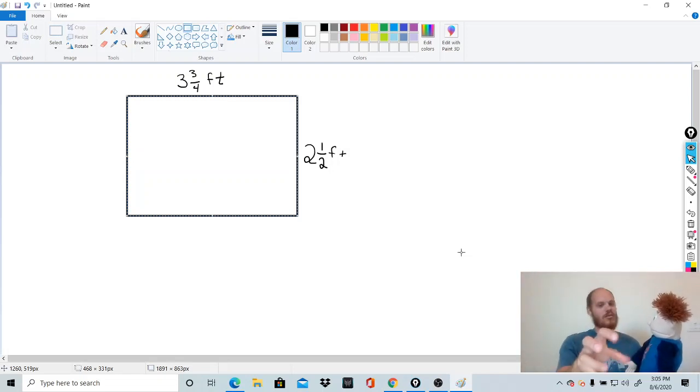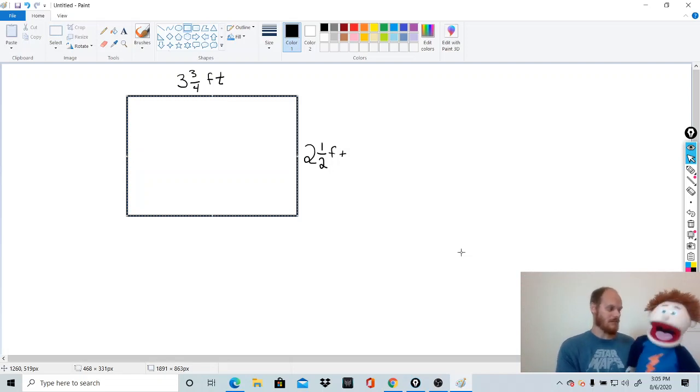So I'm going to try to show you how to work with them the best we can. We'll show a different video on how to add and subtract them, but right now we're going to do multiplying and dividing them. How does that sound? Sounds good.